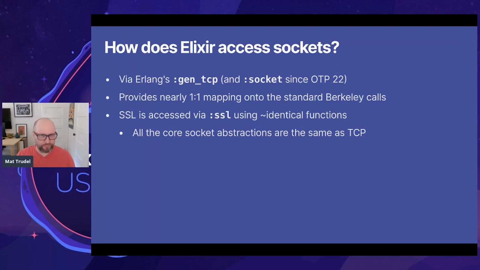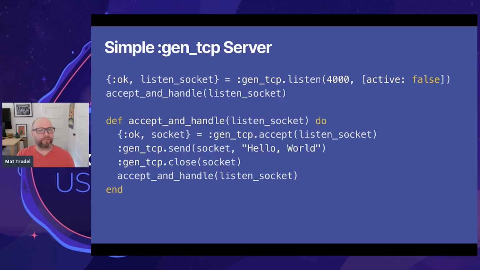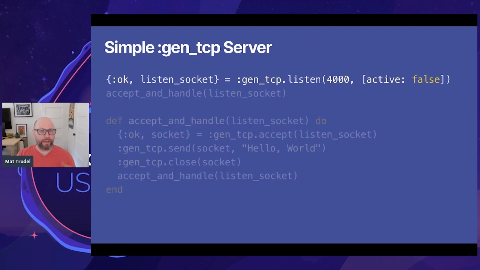The core abstraction of secure sockets is really just a secure socket. It's the same abstraction of a socket as TCP. And for the most part, you can usually just replace gen_tcp with ssl, in addition to a few extra steps for handshaking and stuff. In code, that looks like this. This is a very simple gen_tcp server that we'll walk through line by line. The first thing it does is listen on port 4000 and return a listen socket back to us.